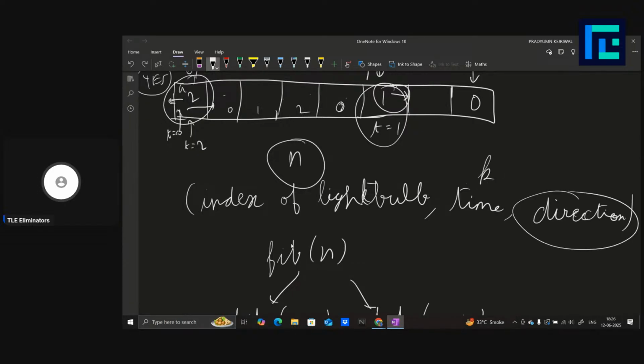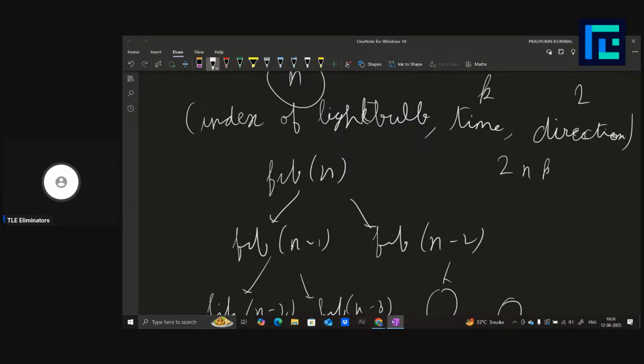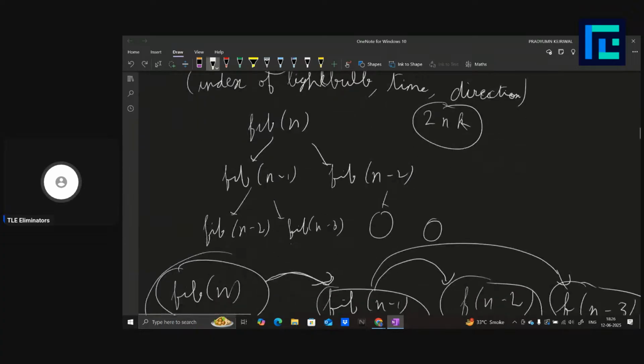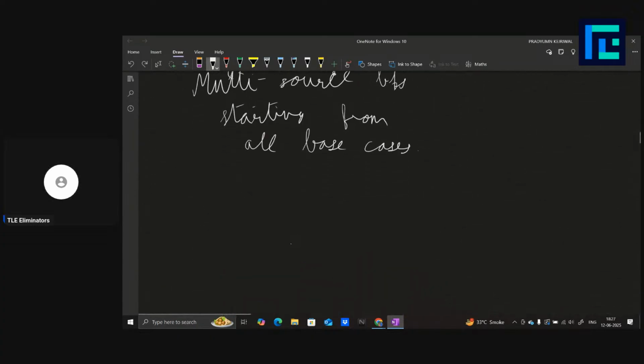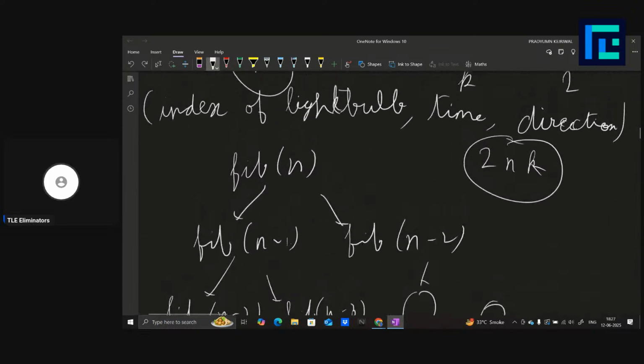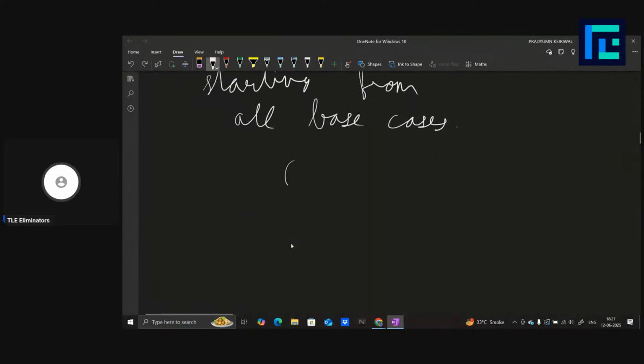And for the direction, we have two possible directions. So we have 2 times n times k states, or basically 2nk vertices in our graph. Okay, and we can simply do a BFS on that, and it will solve the problem in O of n times k.